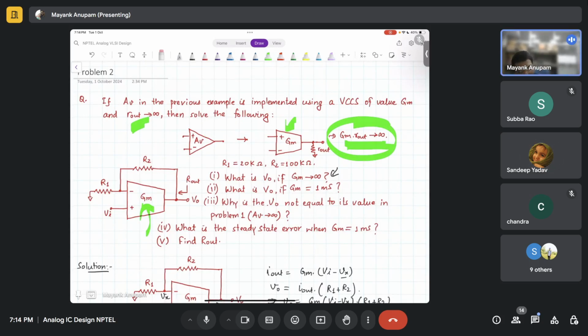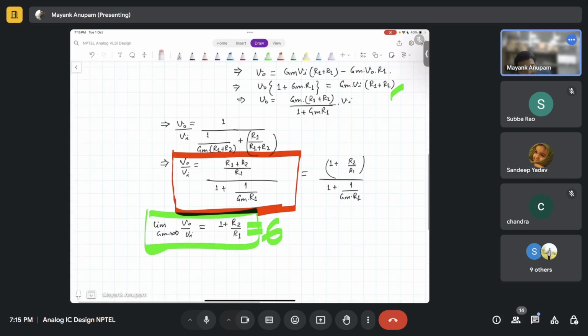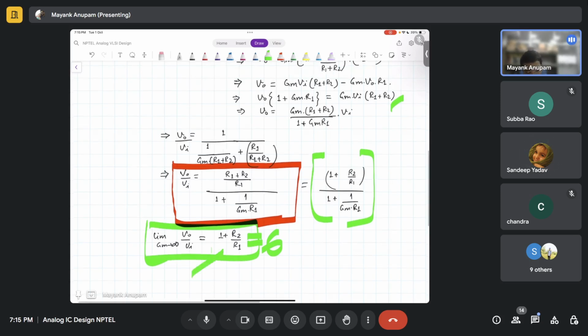But in this problem, we see that even when R out is infinity and the DC gain of this op amp becomes infinity, you can see that V0 by Vi is also a factor of GM times R1, isn't it? Even when GM times R1 was infinity here, the overall closed loop gain may not be its ideal value. It becomes equal to the ideal value only when GM also tends to infinity.